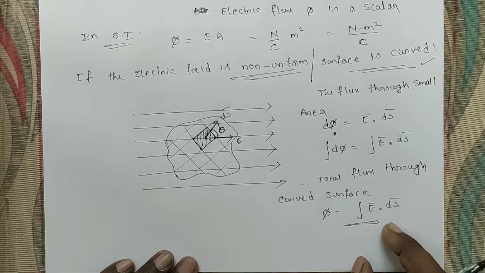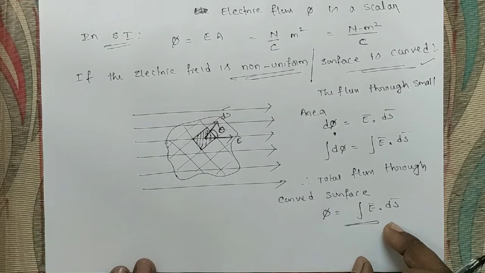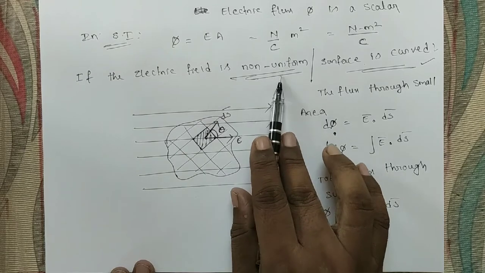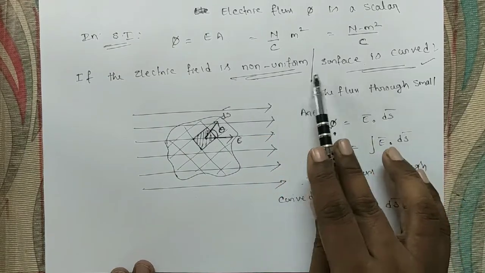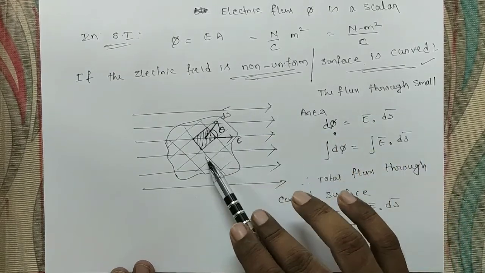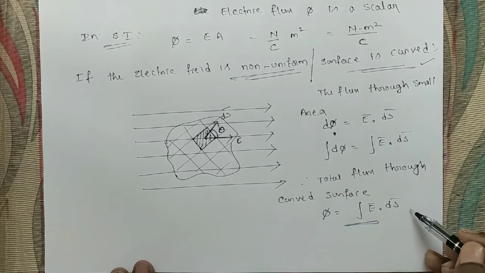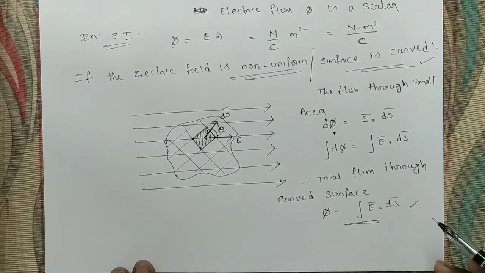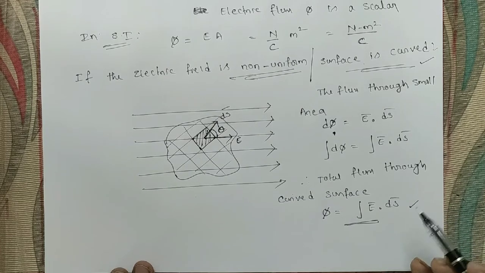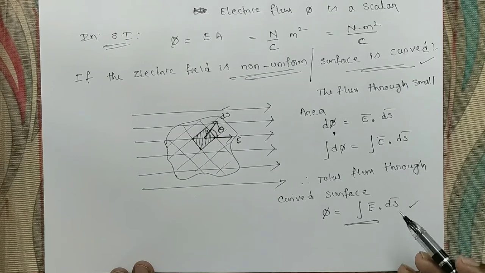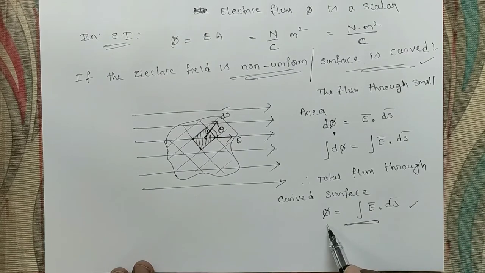We use this integral formula when either the field is non-uniform or the surface is curved. Here we took a curved surface and discussed this result. So flux is the scalar product of electric field intensity vector and area vector if the surface is plane. If the surface is curved, we use this integral formula.